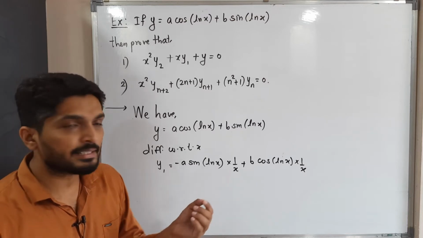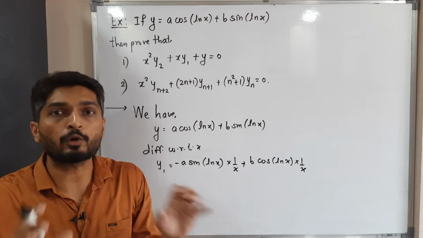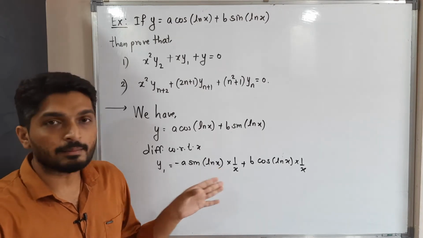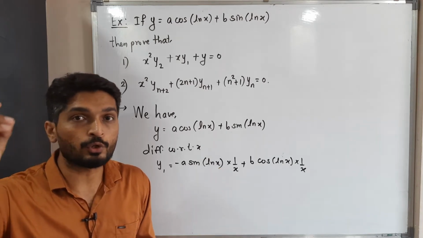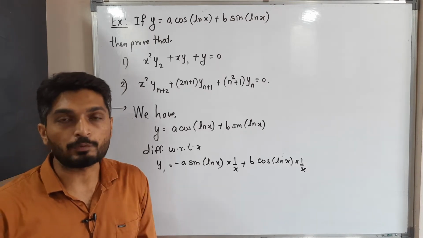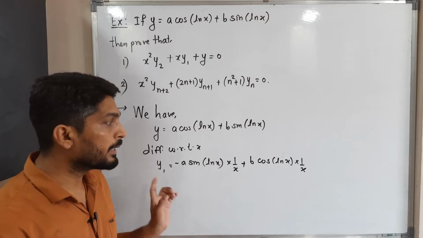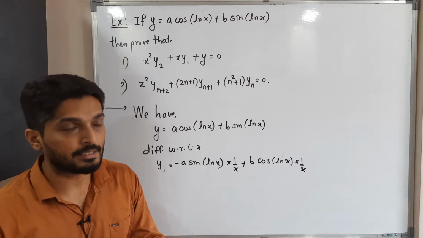But we have x in the denominator, so if you directly go for the second derivative, the problem will be very complicated. Since there is something in the denominator, that means we should use the u upon v formula. So to make it more simple, what will I do? I will multiply both sides by x. Let us see what will happen.